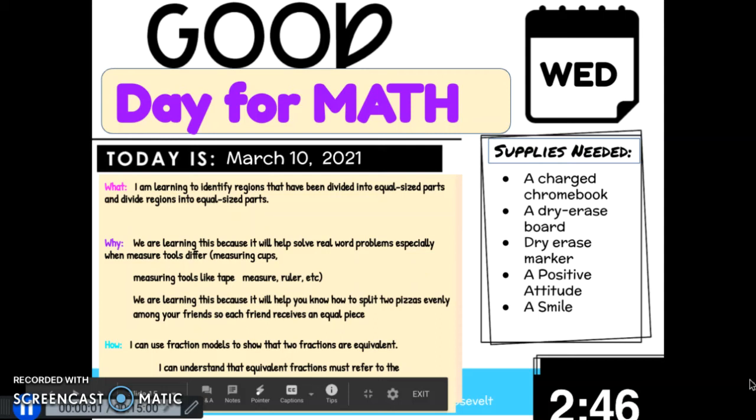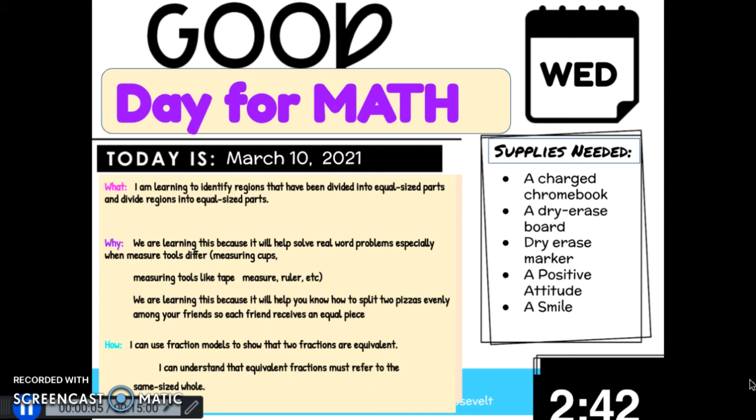Today is Wednesday, March the 10th, and we are still working on exploring fractions. We're learning to identify regions that have been divided into equal-sized parts, and we are actually dividing regions into equal-sized parts. We're learning this so it will help us solve real-world problems, especially when measuring tools differ.